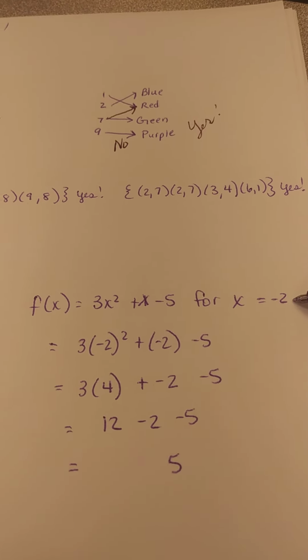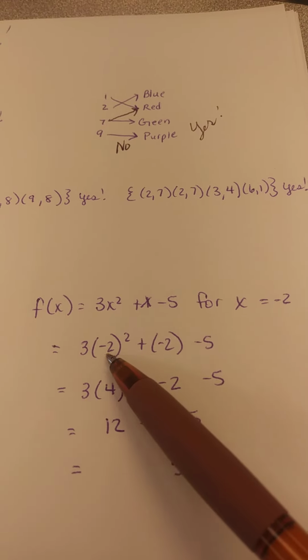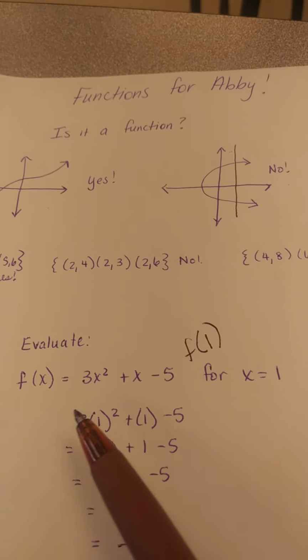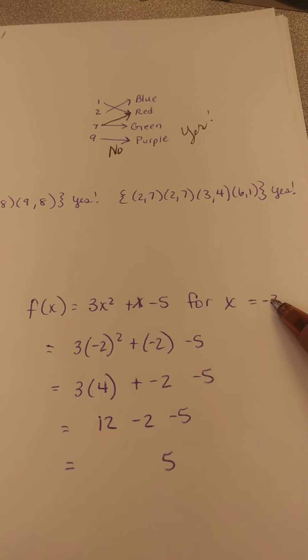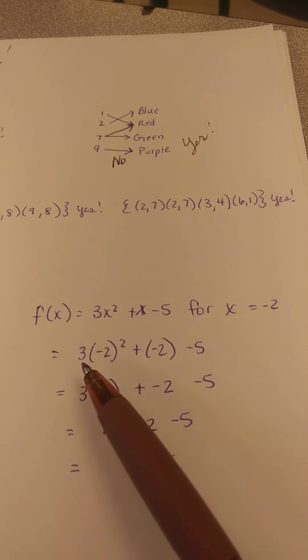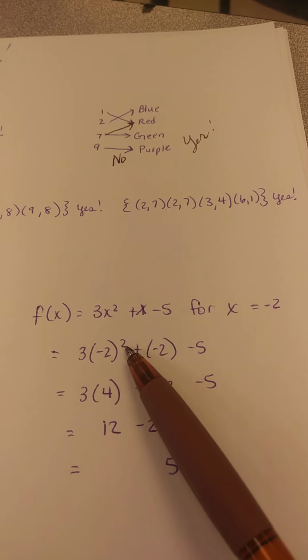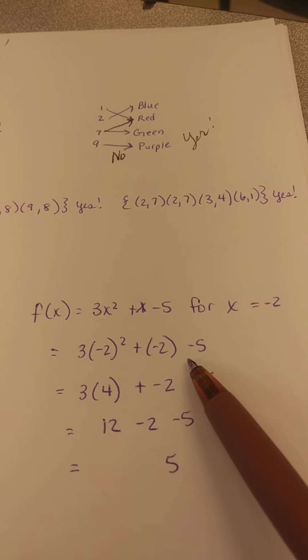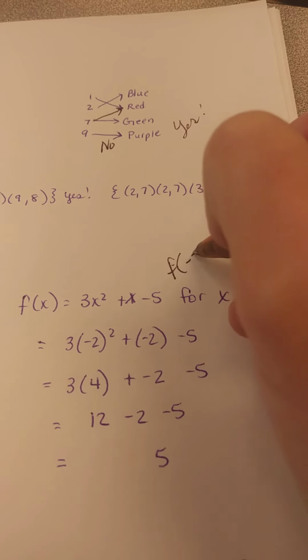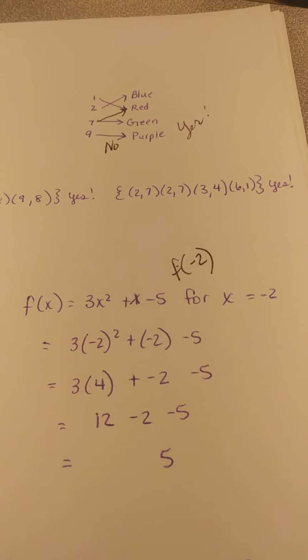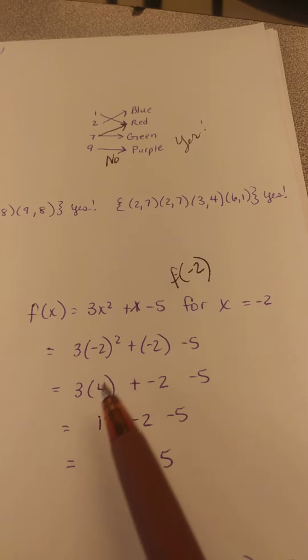So for this one, I'm plugging in a negative 2. It's important that I wrote the parentheses. Notice I do it every time so that I won't mess up. But on this one, I put my negative 2 right there. So I get 3 times negative 2 squared plus negative 2 minus 5. So another way of saying this is that we're finding f of negative 2. That's just another way to say plug it in.